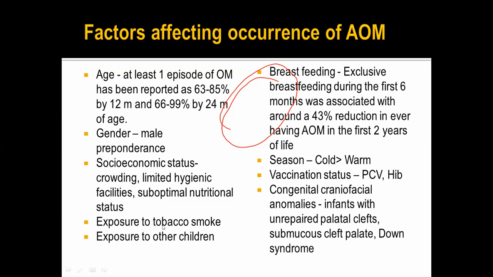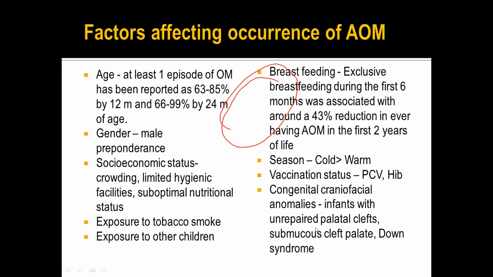We all know that breastfeeding reduces respiratory infections. As such, it reduces acute otitis media by 43%. Cold climate season is more of a risk factor for occurrence of acute otitis media. And also, we have to check the vaccination status of the children, especially for pneumococcal and H influenzae. Presence of craniofacial anomalies, especially children with cleft palates, submucosal cleft palate, and Down syndrome. In Down syndrome, there will be eustachian tube dysfunction, which will cause poor ventilation of the middle ear, and that can lead to acute otitis media.